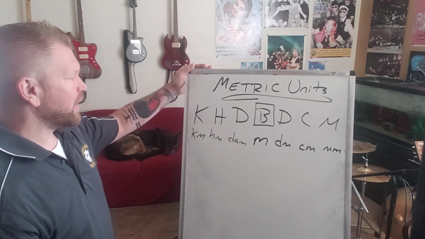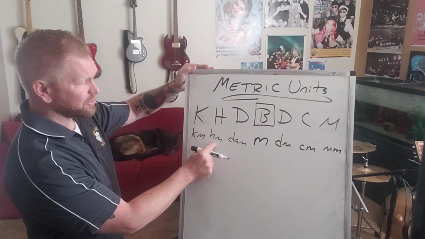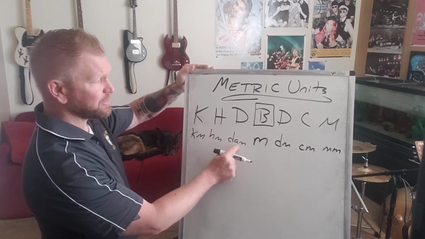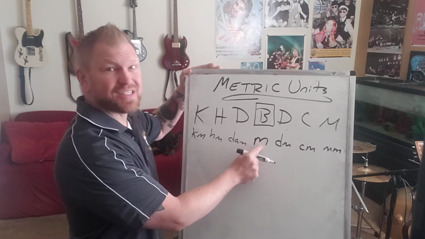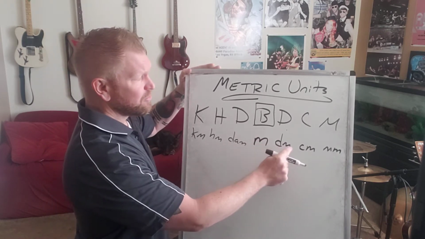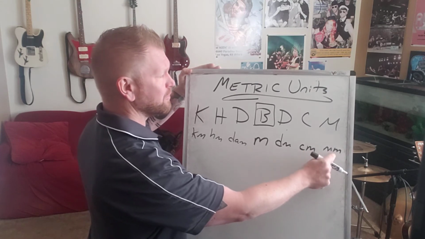All right, so it takes 1,000 meters to be a kilometer. It takes 100 of them to be a hectometer, 10 of them to be a decameter, 1 of them to be a regular meter. If you broke this into 10 equal parts, it'd be a decimeter. Break that into 10 equal parts, it's a centimeter. Break that into 10 equal parts, it's a millimeter.